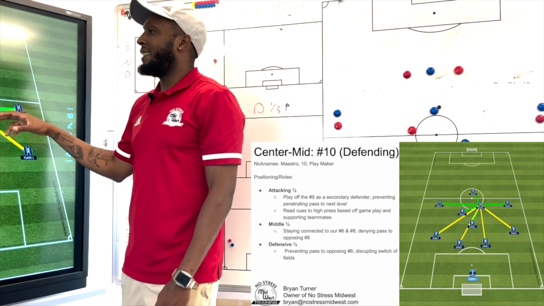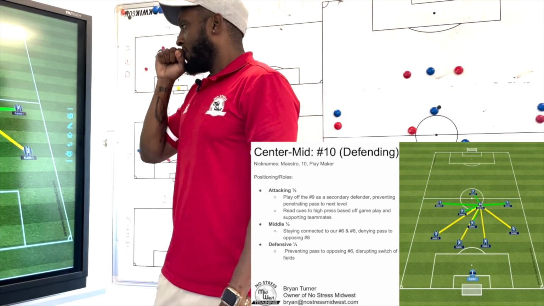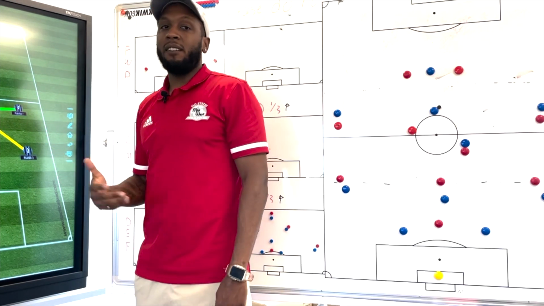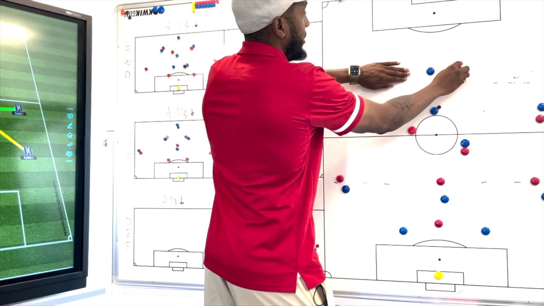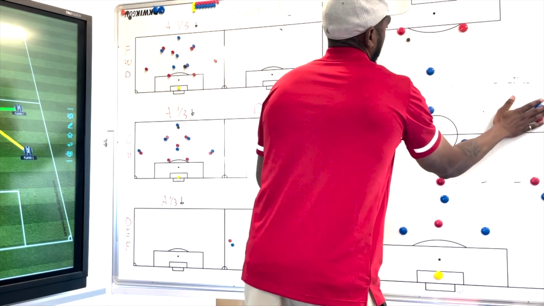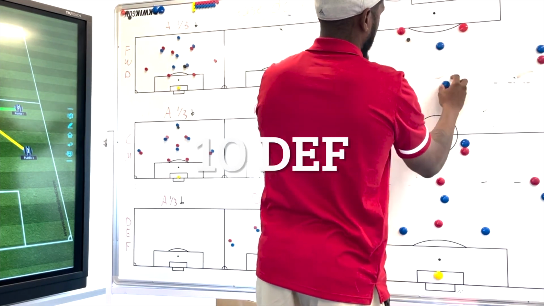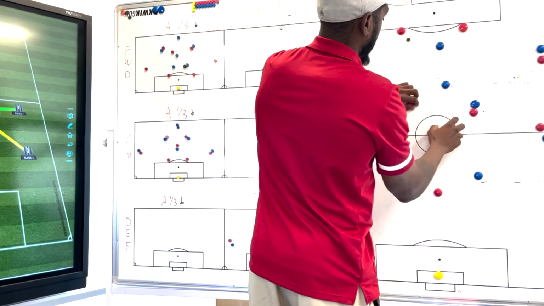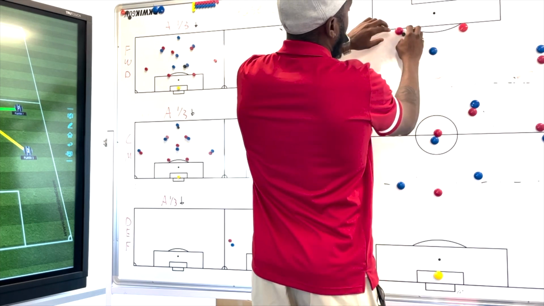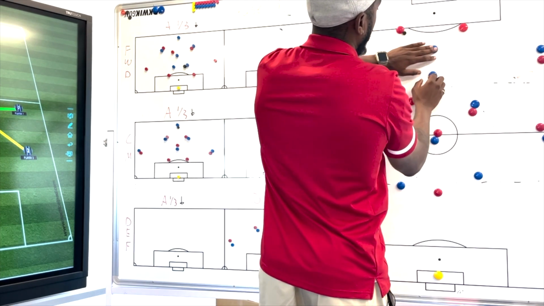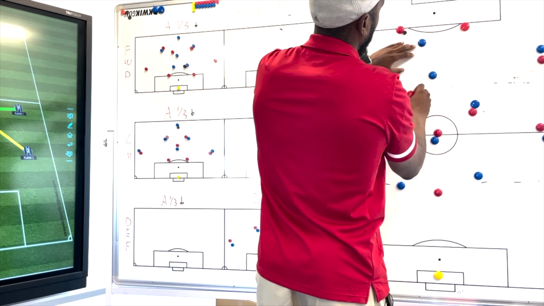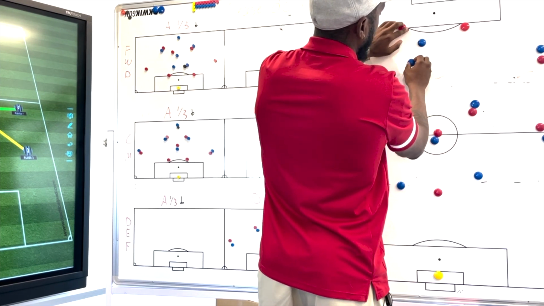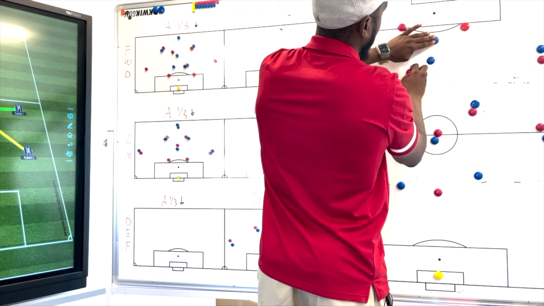Now, when we're dealing with the 10 on the defensive side, we want to play off that 9 as like a secondary defender, preventing those penetrating passes. So as that 9 is up here applying that pressure, we want to know that if that other center mid comes in, we have that 10 denying that pass in behind the 9's work.